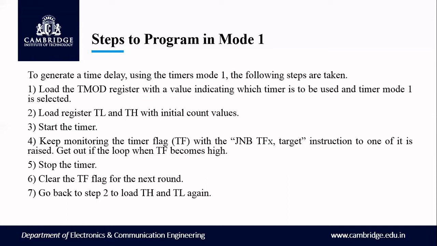So first we need to load the TMOD register, then we need to load the TL and TH registers, then we need to write the instruction for starting the timer. Then we need to continuously monitor whether the timer reaches a limit. Once it is reached, we need to stop the timer using the instruction CLR TR0 or TR1. Then we need to clear the TF for the next round. Again, we go back to the next round, which means we need to initialize the TL and TH values. This is how we understand the steps involved in writing the assembly language program in mode 1.